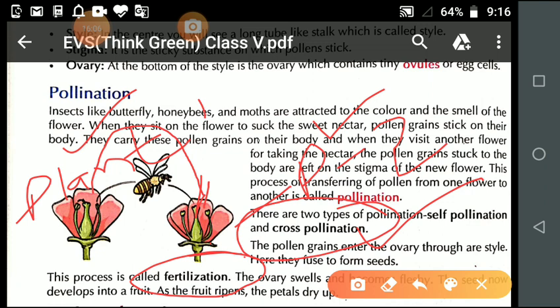You eat different types of food. In some fruits you will find one seed, in some you will find four or five seeds, and in some fruits you will find many seeds. So I again explained what is pollination, what is self pollination, what is cross pollination, what is fertilization. Is it clear? Now student, I will explain the seed.